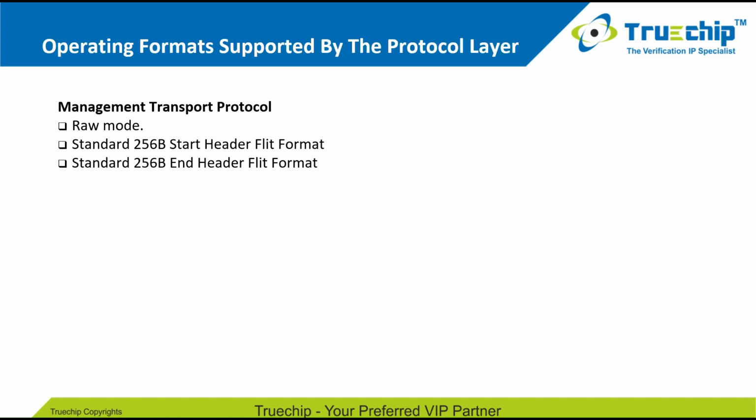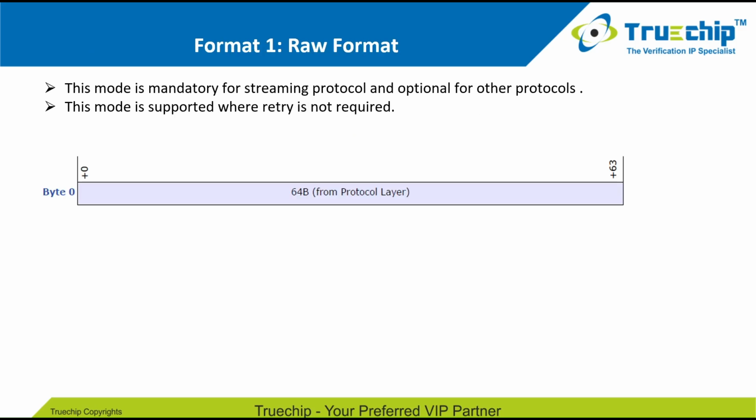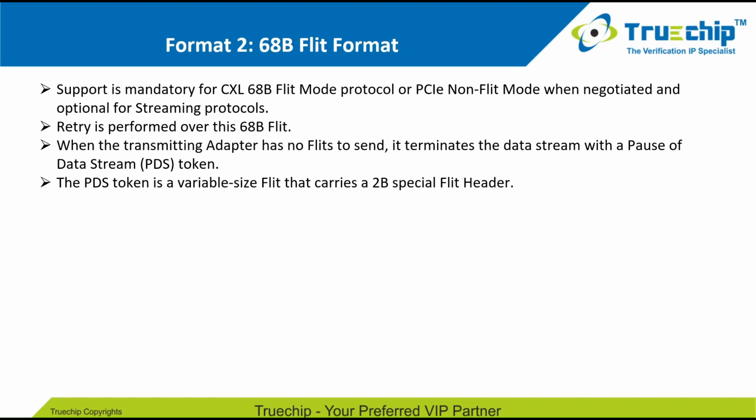This is the simplest format, a 64-byte payload. It is mandatory for the streaming protocol and optional for others. The key feature here is that this mode is supported when retry is not required. So the second format is the 68-byte flit format. This format is mandatory for CXL 68-byte flit mode and PCIe non-flit mode, and is optional for streaming. It also supports retry, which is performed over this 68-byte flit.